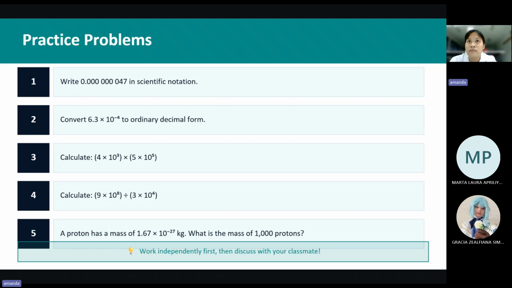Problem 4. Calculate 9 times 10 to the power of 8 divided by 3 times 10 to the power of 4. Write your answer in scientific notation. Problem 5. A proton has a mass of 1.67 times 10 to the power of negative 27 kilograms. What is the total mass of 1,000 protons? Write your answer in scientific notation.